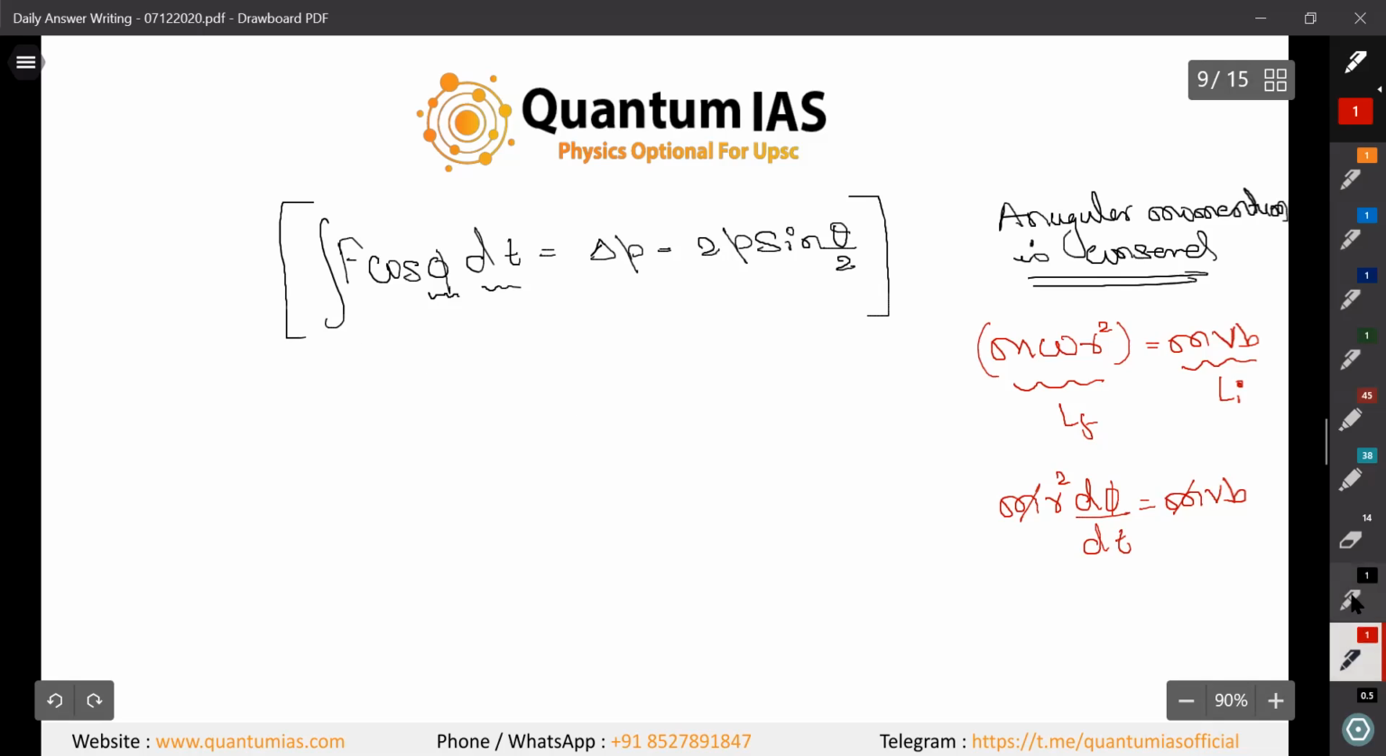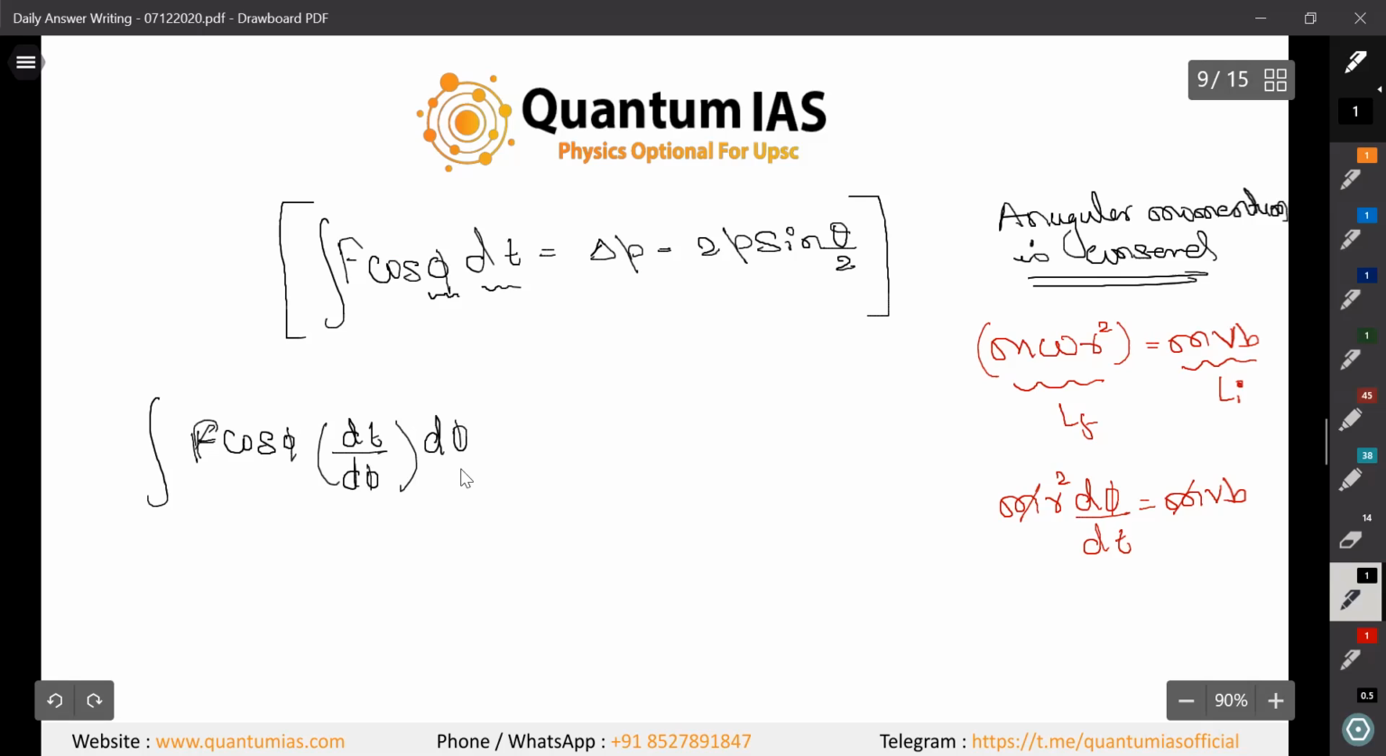Now just put it here. So it will become integration f cos phi dt by d phi into d phi is equal to 2p sine theta by 2. We will now replace the p also here, but just understand this thing. Here p is mv, just put it here. So it will become 2 mv sine theta by 2.